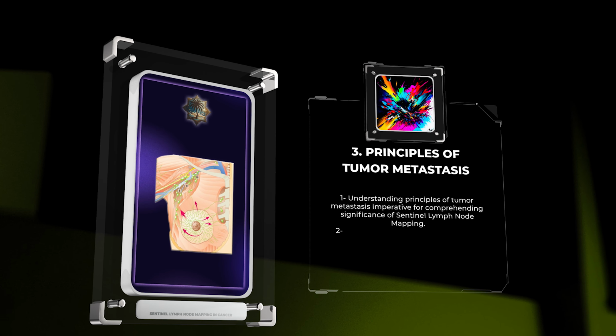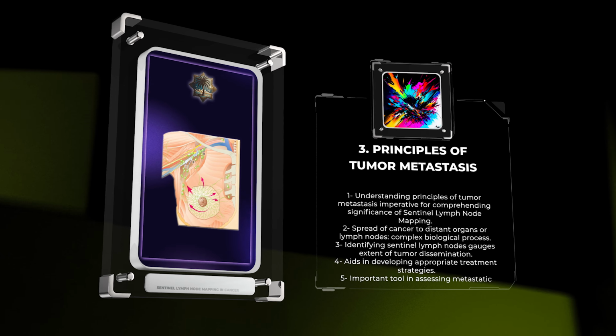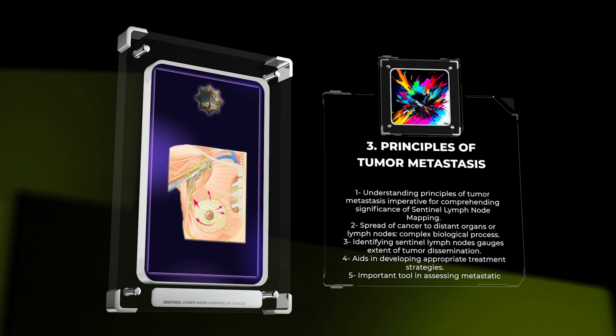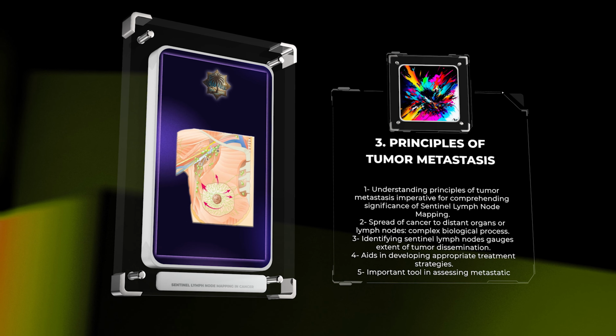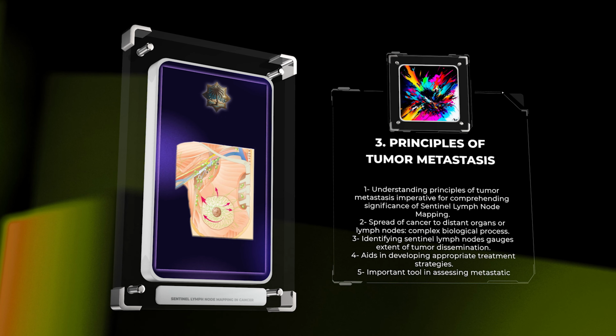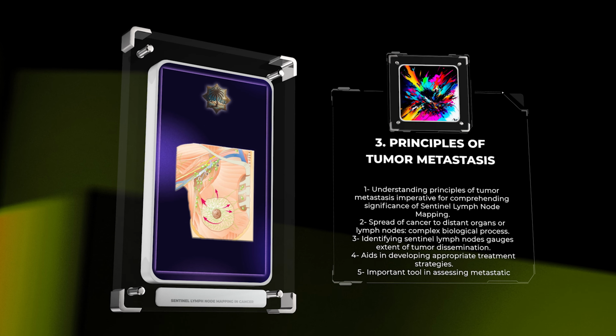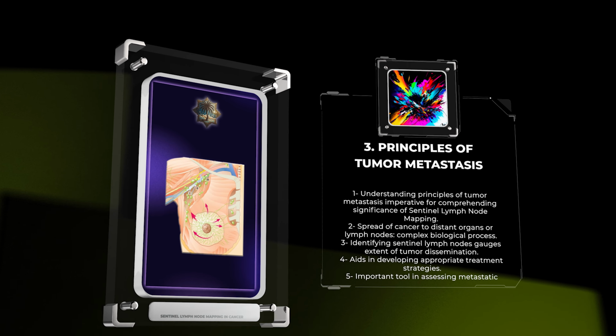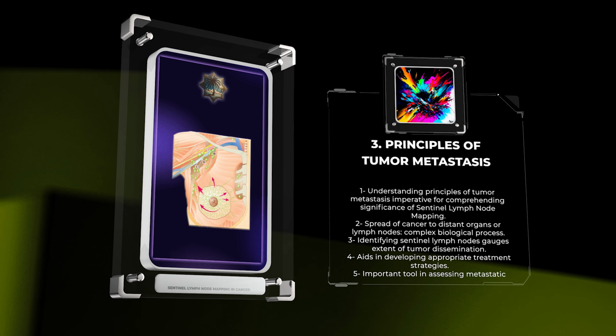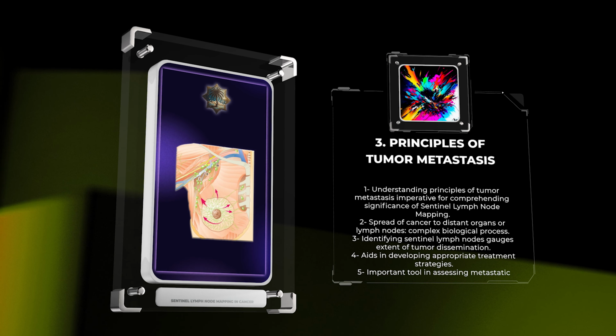To comprehend the significance of sentinel lymph node mapping, it is imperative to understand the principles of tumor metastasis. The spread of cancer from its original site to distant organs or lymph nodes is a complex biological process. By identifying the sentinel lymph nodes, we can gauge the extent of tumor dissemination and develop appropriate treatment strategies. Consequently, sentinel lymph node mapping serves as a vital tool in the assessment of metastatic disease and aids in making informed clinical decisions.